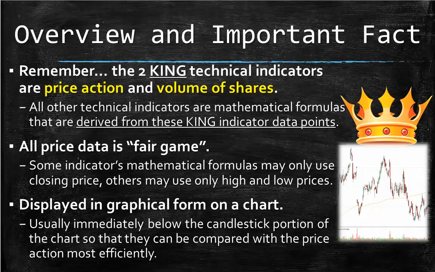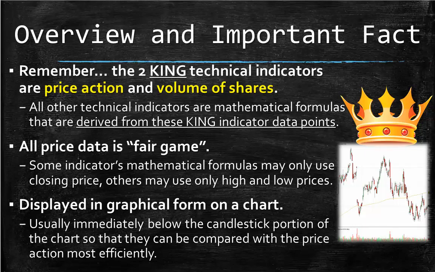The one thing that I want to start off and drive home is that we need to remember the two king technical indicators are price action and volume of shares. All other technical indicators are mathematical formulas that are derived from these king indicator data points. In other words, indicators are just mathematical formulas. Now don't worry, this isn't going to turn into math class, I'm going to be breaking down everything. But you just have to understand that all these mathematical formulas are calculating things from price action or volume of shares.